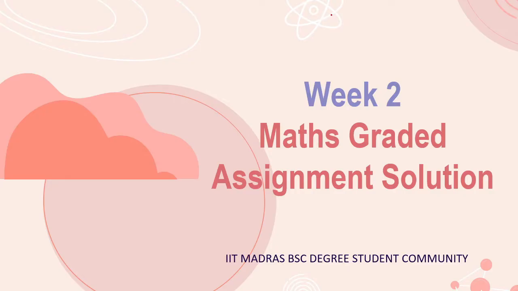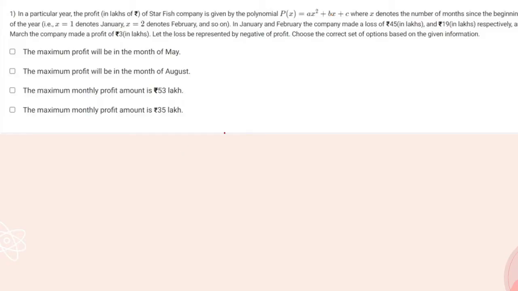Let us start our discussion with the first question. The profit of any starfish company is given by this polynomial, x square plus bx plus c, profit as a function of x, and there are three values for a every x, where x is 1 for January, 2 for February and so on.